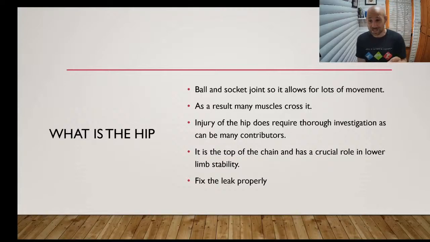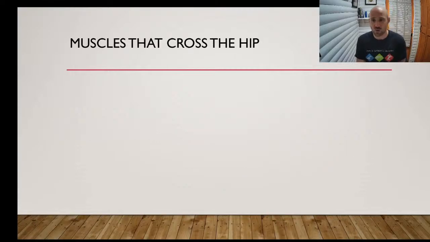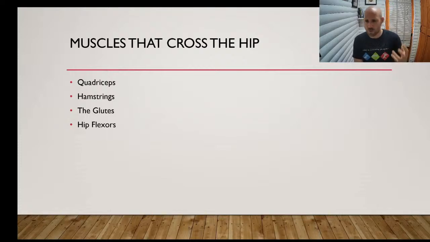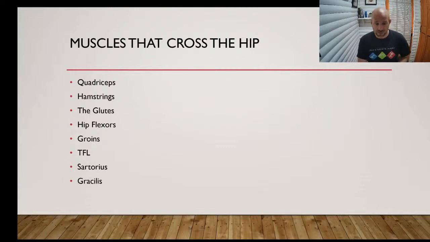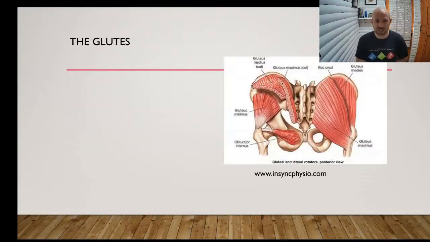In particular, with something like the hip where we've got lots of muscles that could be contributing to the problem, we need to give a thorough investigation. The muscles that cross the hip, as I mentioned, are many. We've got the quadriceps or the thigh muscles. We've got the hamstring muscles. We've got the glutes, the big, most powerful muscles in our body, that cross the hip joint. The hip flexors, often a forgotten muscle, sit on the front of the hip joint. We've got our groins or adductors, the TFL muscle that sits on the side of the hip, sartorius, our longest muscle in our body, crossing the hip and running right the way down to the knee, and also our gracilis, a much less known muscle that sits between the hamstrings and the groin.